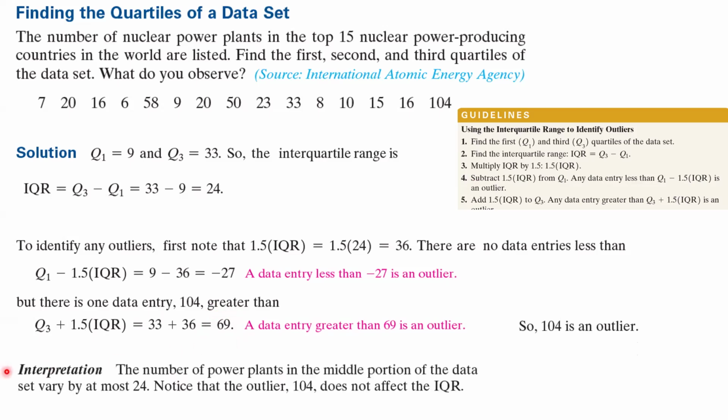What is the interpretation? The number of power plants in the middle portion of the data set varies by at most 24. Notice that the outlier 104 doesn't affect the interquartile range. So this is the algebra behind how to calculate the interquartile range and how to find outliers when you have a data set.